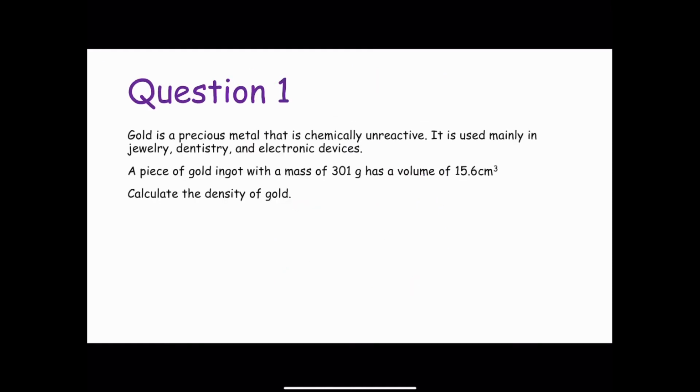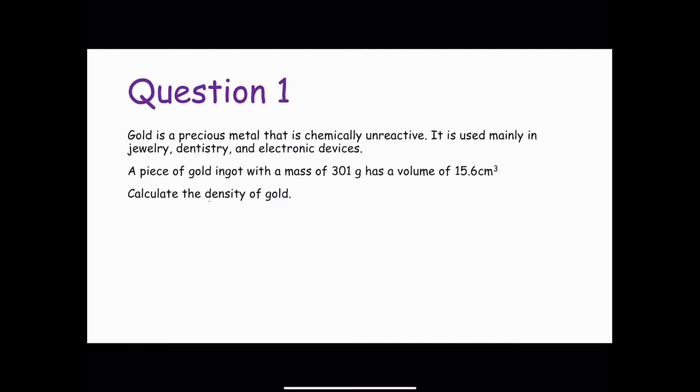Let's take a look at a question. It says gold is a precious metal that is chemically unreactive. It is used mainly in jewelry, dentistry, and electronic devices. A piece of gold ingot with a mass of 301 grams has a volume of 15.6 centimeters cubed. Calculate the density of gold. A gold ingot is basically just like a little gold bar.